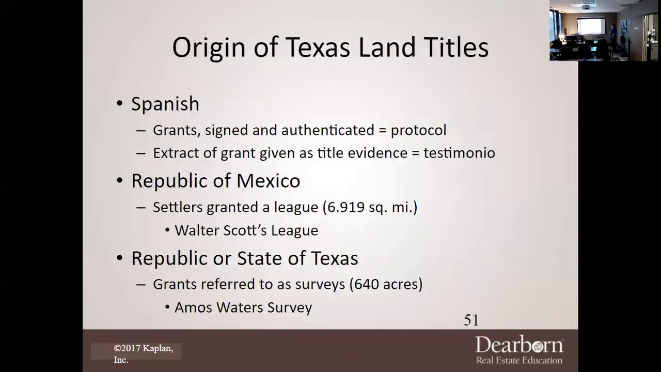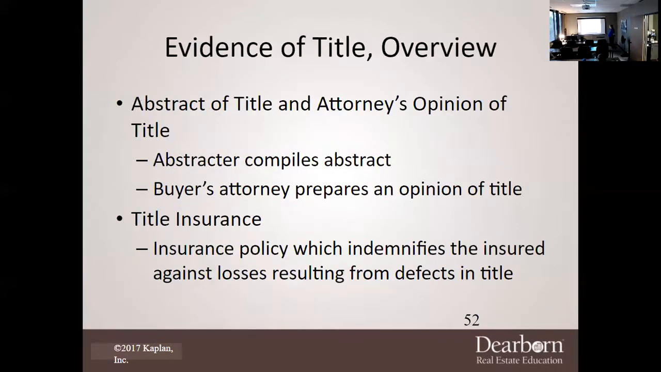So, the evidence of title, of course, there are two different types. There's what's called the abstract of title, and then there's the attorney's opinion of title, okay? The abstractor, that's what you could do on the side. An abstractor compiles the abstract, and a buyer's attorney prepares an opinion of title. If they don't have their own personal attorney, they can use title insurance, and it's the insurance policy which then indemnifies the insured against losses resulting from the defect in title. So if they don't have an attorney on staff, they can use the title insurance to cover them.